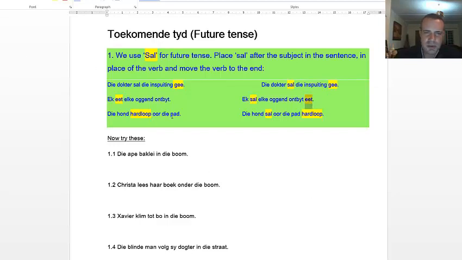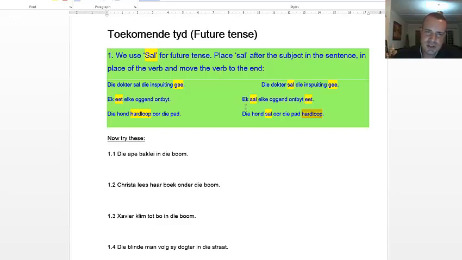Die hond hardloop oor die pad. The dog is running across the road. Hardloop you must identify as your verb. Die hond sal oor die pad, and the last thing then in your sentence will be hardloop. Okay, happy. That's the first rule. The same as with past tense.